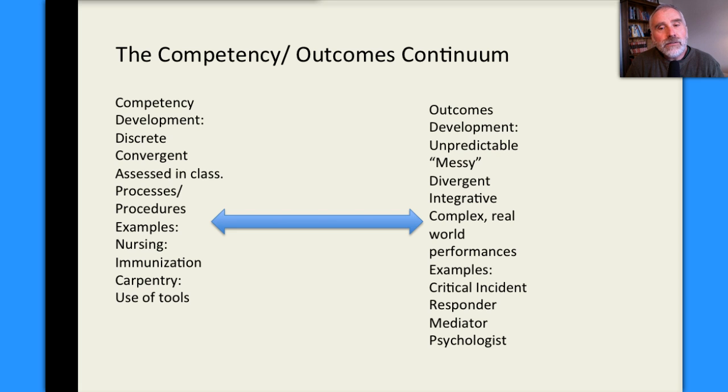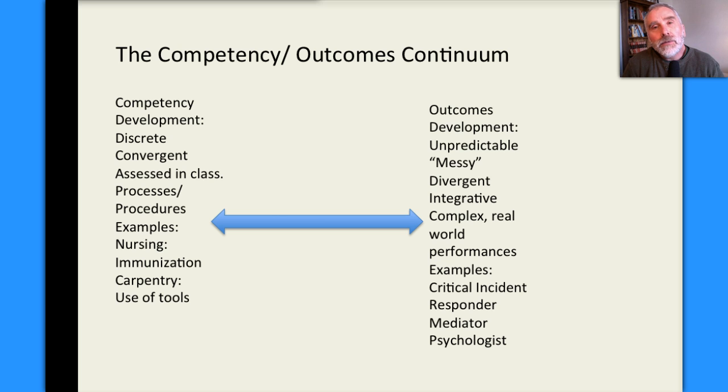Now, examples of these are critical incident commanders. These are people who respond to hazmat spills or plane crashes, any number of things like that. They have to be able to put together, integrate, and synthesize a number of complex competencies in real time. Mediators, psychologists, those sorts of things. So that's the competency outcomes continuum.